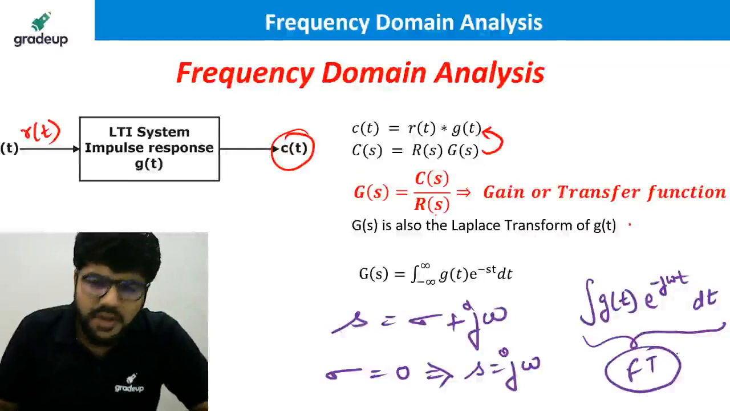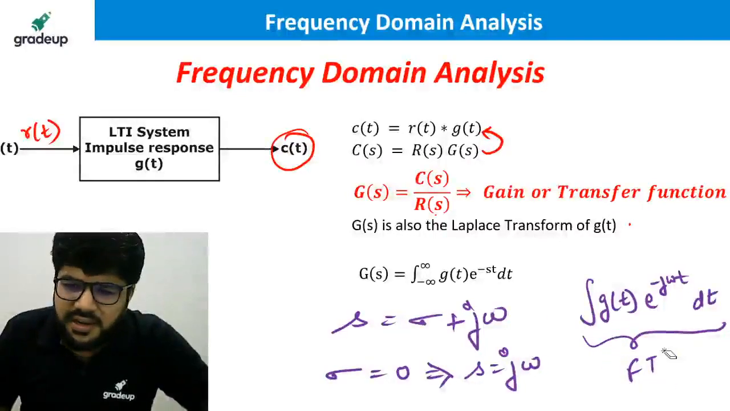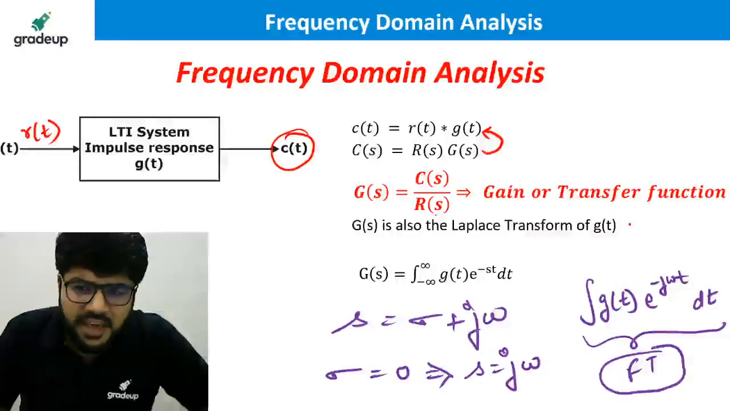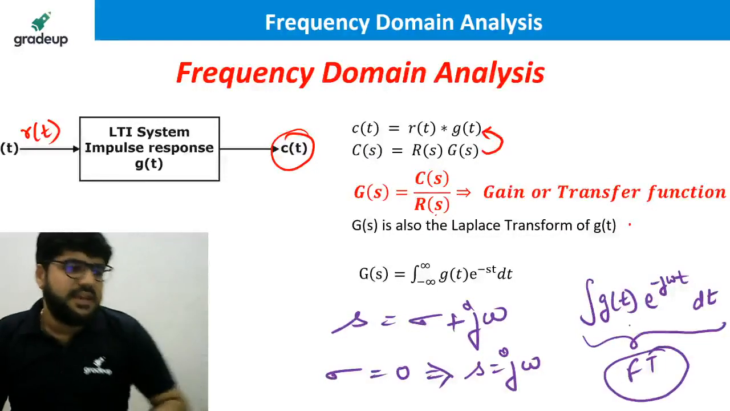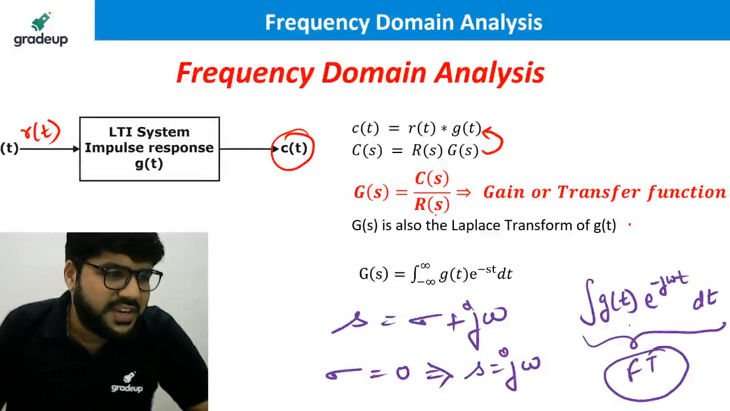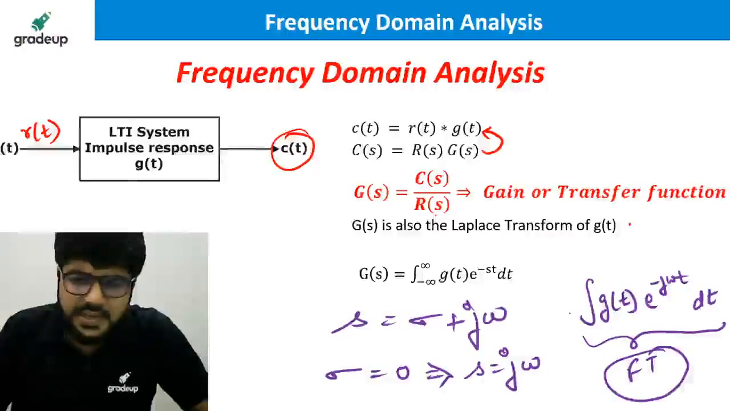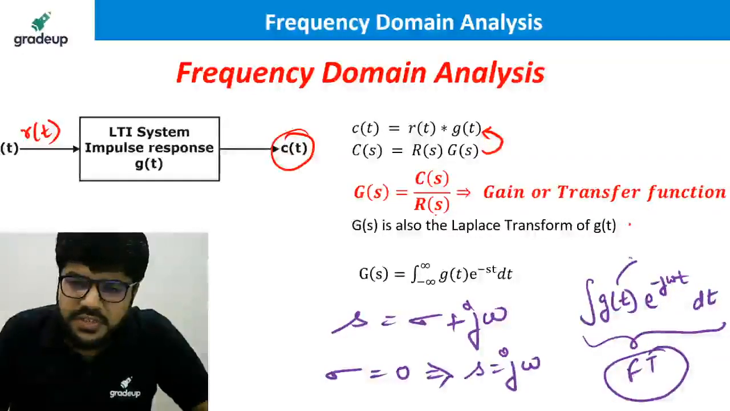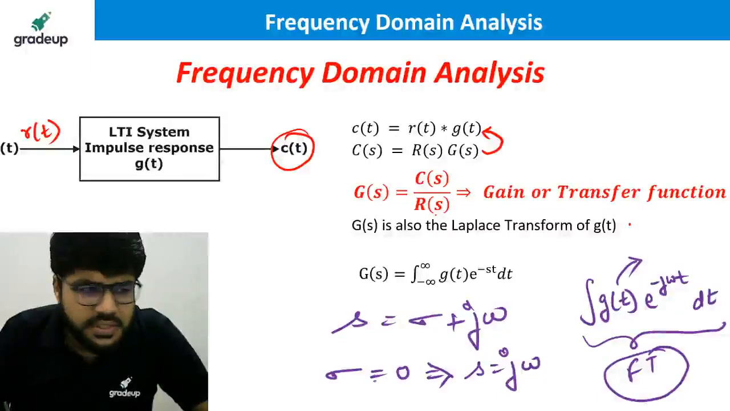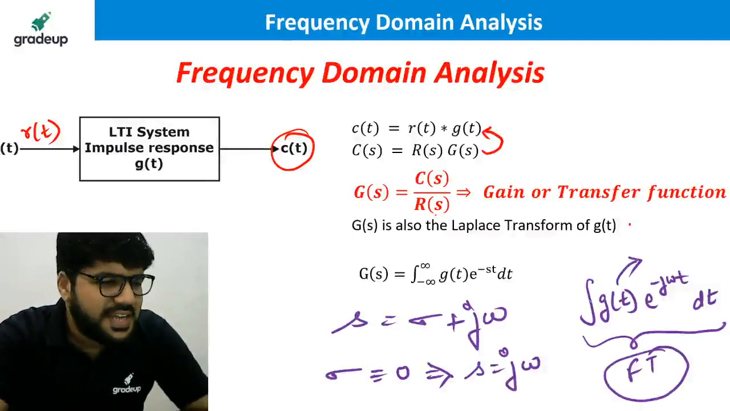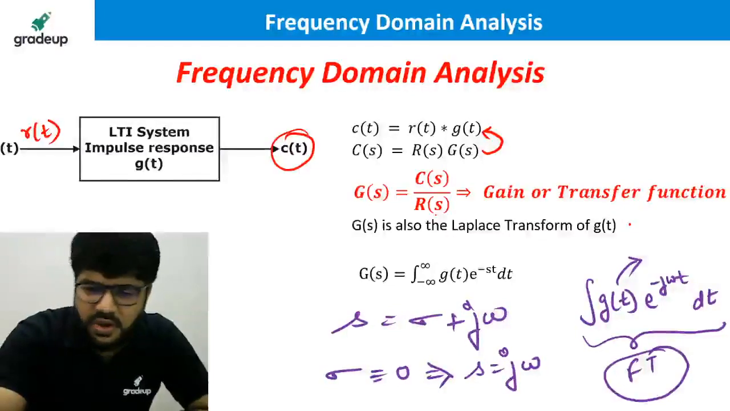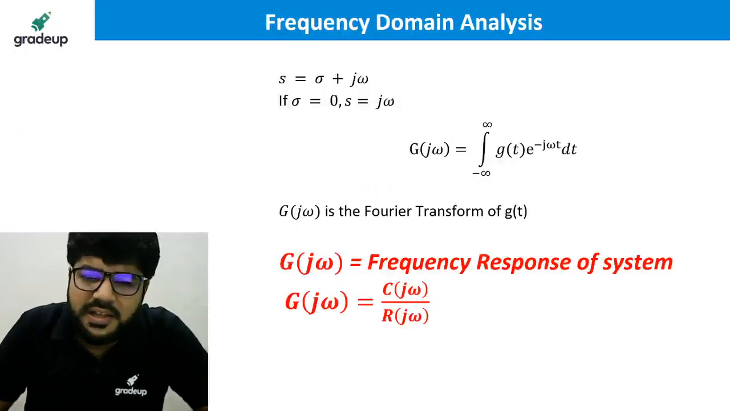If you have learned the Fourier transform at any time, or else you will learn Fourier in signals and systems. Here we are not going to get involved in the Fourier calculation. You will learn Fourier in much more detail once you study signals and systems. So this is basically the Fourier transform of g(t). Converting sigma equal to 0, the Laplace transform gets converted into the Fourier transform. Obviously ROC and all that has to be considered, but we are not talking in terms of signals right now.